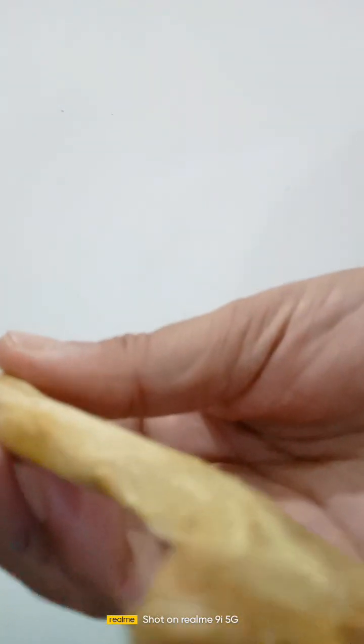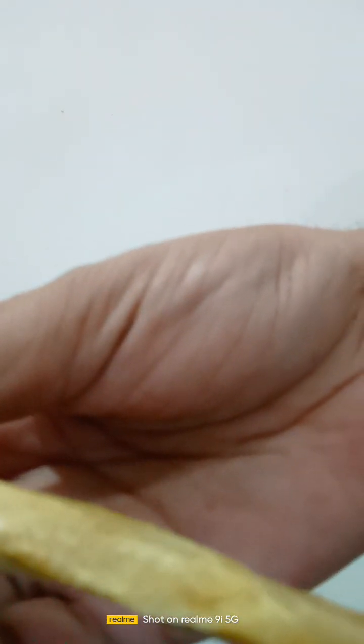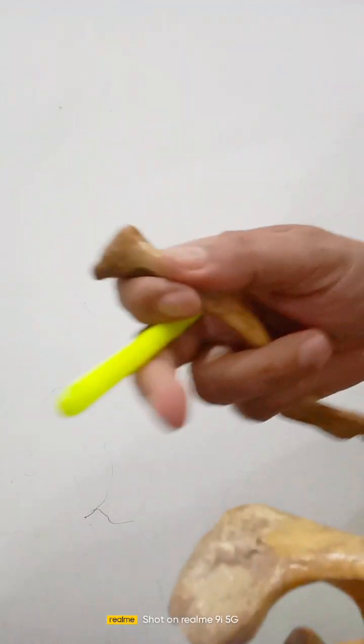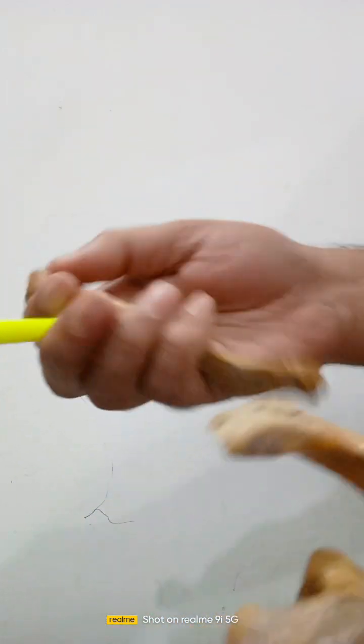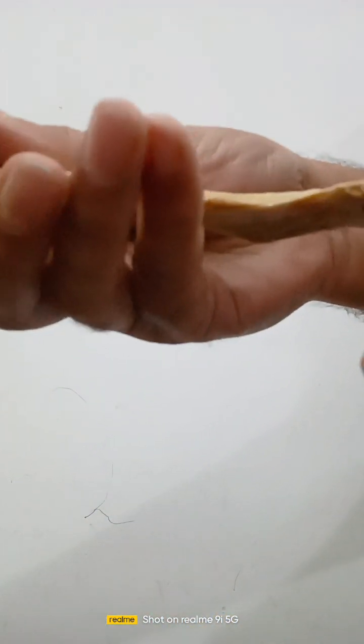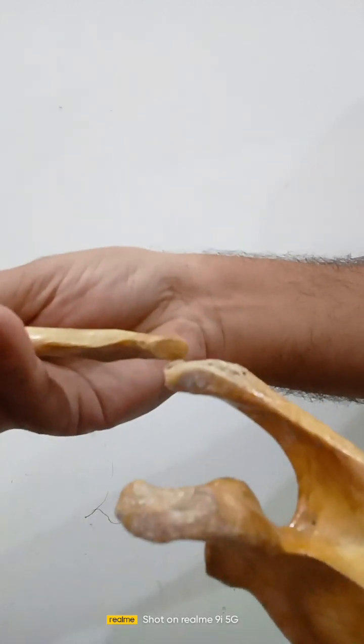Now, the lateral end. It is also called the acromial end. It is flattened from above downward, and it bears a facet that articulates with the acromial process of the scapula bone to form the acromioclavicular joint.